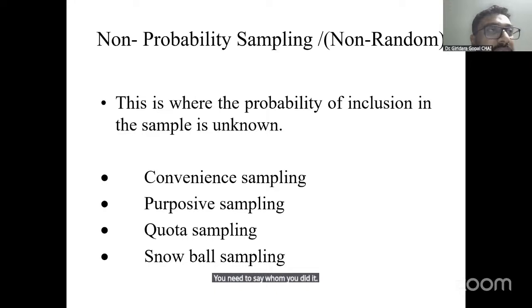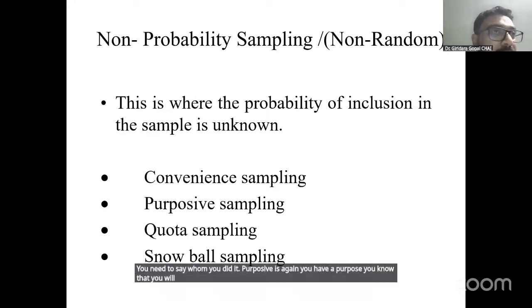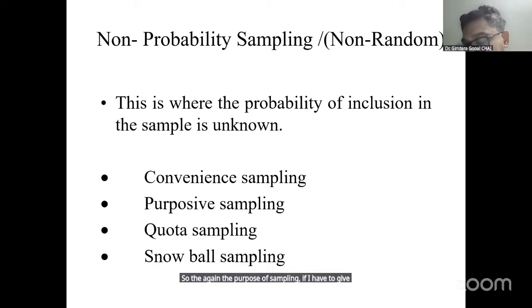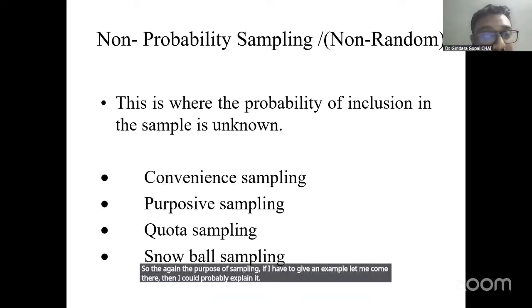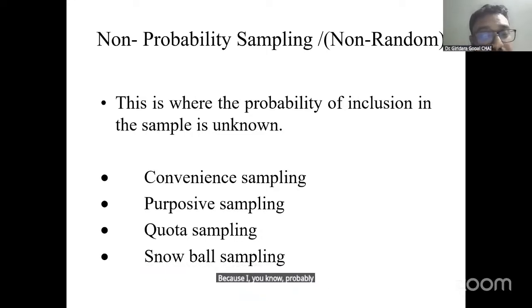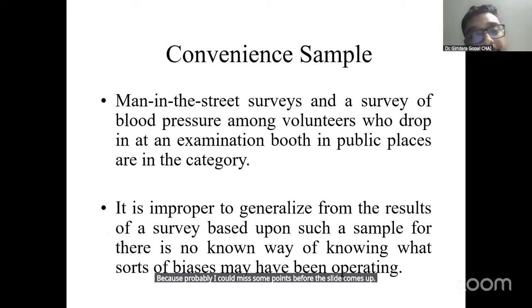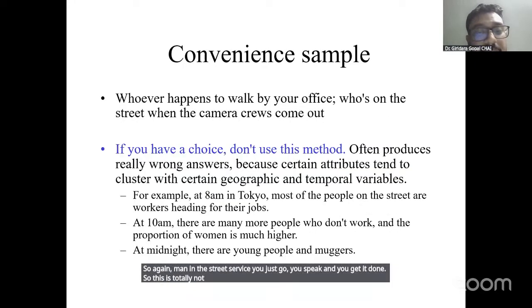Purposive sampling is where you have a purpose, you know that you will choose those people who have a certain element. If I have to give an example of purposive sampling, let me come there, because I could miss some points before the slide comes up. Then there are man-in-the-street surveys: you just go, you speak, and you get it done. This is totally not generalizable. If you have a choice, don't use this method. That is a take-home message, right?